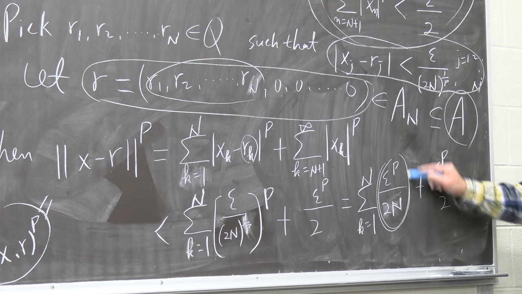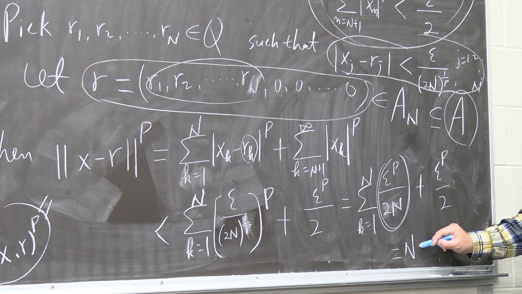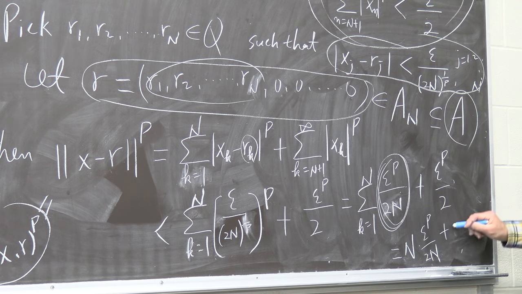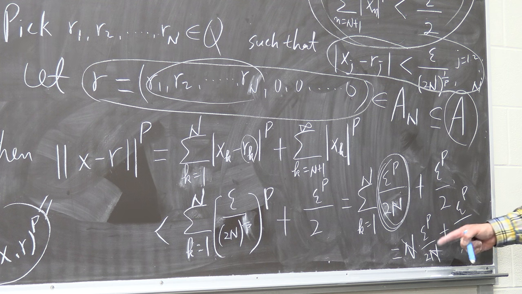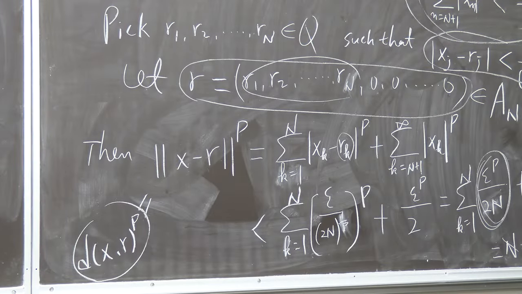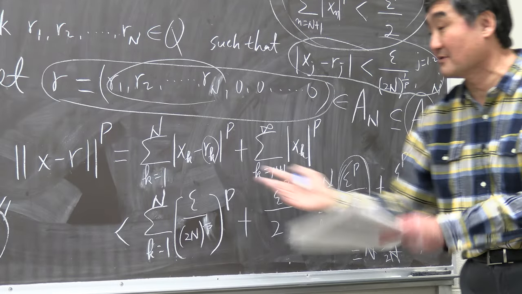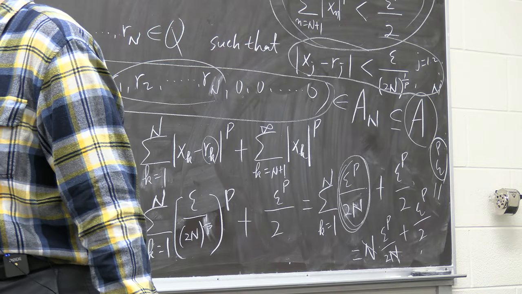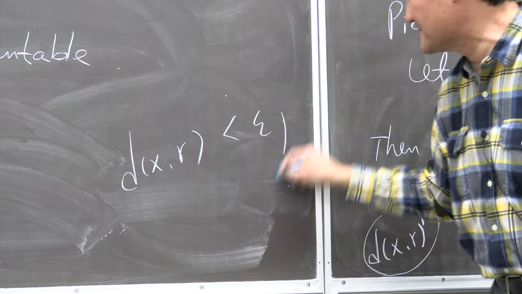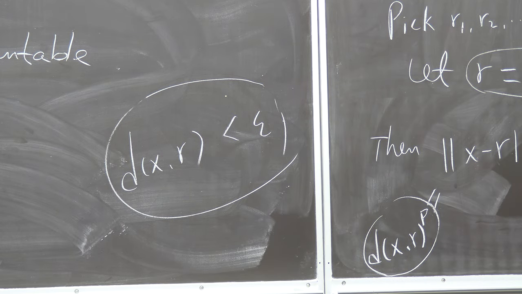So if you add this constant capital N times, that's the same as capital N times that constant itself, plus another half of the p-th power of epsilon, and then the n's cancel out. Then we have the addition of two halves of the p-th power of epsilon. So their addition is just the p-th power of epsilon. So the p-th power of their distance is less than the p-th power of epsilon. Taking the p-th root to both sides, we conclude the distance of those two sequences is less than the arbitrary number epsilon. That's what we conclude.